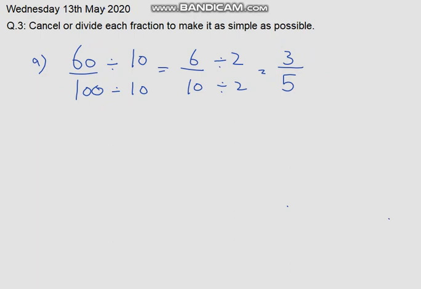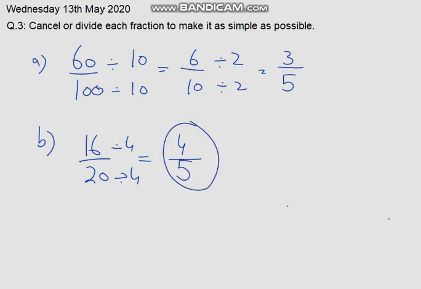Okay, we have another question: 16 divided by 20. Same as question number one, in the last digit we have 6 and 0. So it can be divisible by 2, or we can also divide it by 4. So 16 divided by 4 and 20 divided by 4. 4 4s are 16 and 4 5s are 20. So this 4 and 5 is the simplest form of 16 divided by 20.